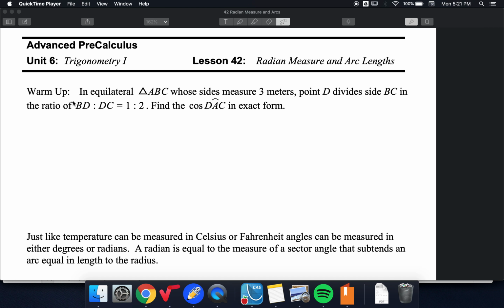Hello students, Miss Slyman here, and I am super excited to bring you your notes on radian measure because sophisticated mathematicians love radians and we are sophisticated mathematicians.